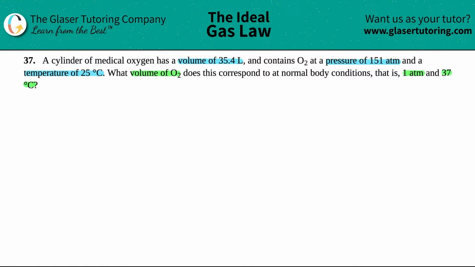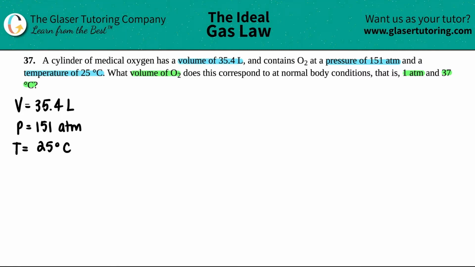So let's see. We got this medical oxygen cylinder tank. They told us that it had a volume of 35.4, so I have a V of 35.4 liters. And it contains oxygen at this pressure. So the volume and the pressure go together. So I have a P value of 151 atm. And it's at this temperature, so I'm going to list that out: 25 degrees Celsius.